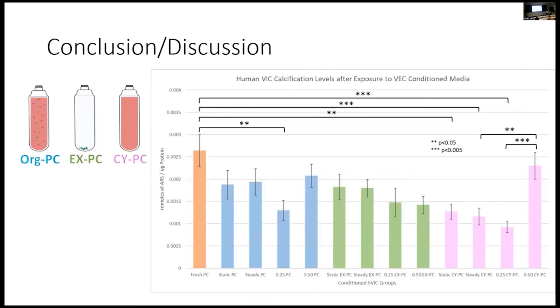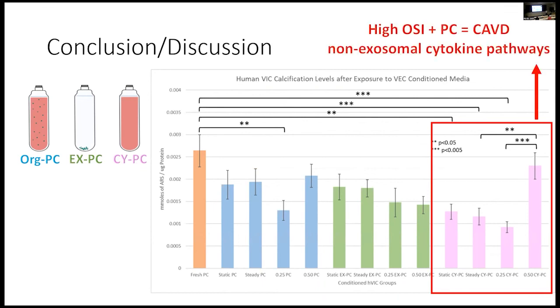So this is a summary of all the groups combined. I'd like to point out that in the non-exosomal group, which is also the cytokine group, we see a significantly decreased calcification compared to the positive control, except for the 0.5 OSI as mentioned earlier. And this probably suggests that high oscillations in combination with a pro-calcific environment may be a cause of calcific aortic valve disease through a non-exosomal cytokine pathway. So that is something that we'll be testing.